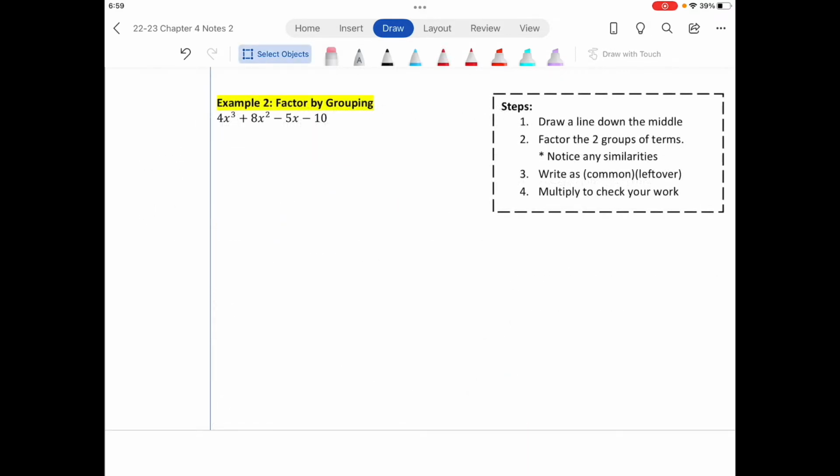The next factoring method is factor by grouping. This is going to happen whenever we have 4 terms. And it works because we can draw a line right down the middle, and we can split it into 2 even halves. And we can work with each half separately. If we look at just 4x cubed plus 8x squared, I want you to pause the video and pull out the greatest common factor between these 2 terms just like we did above.